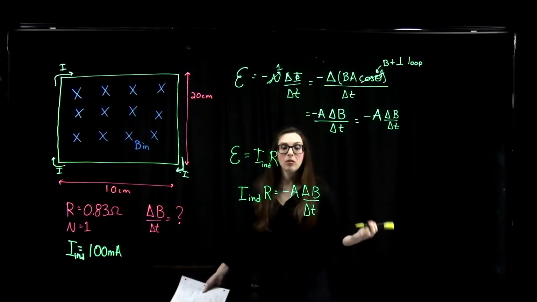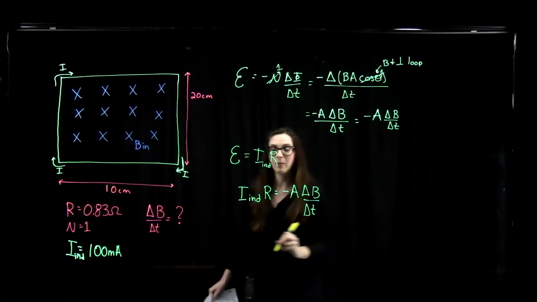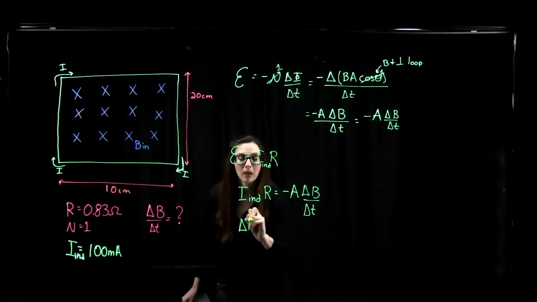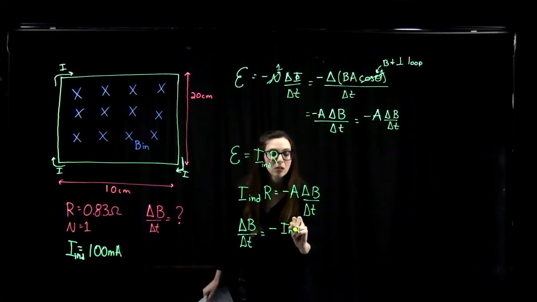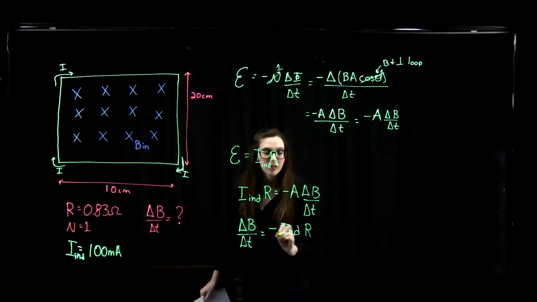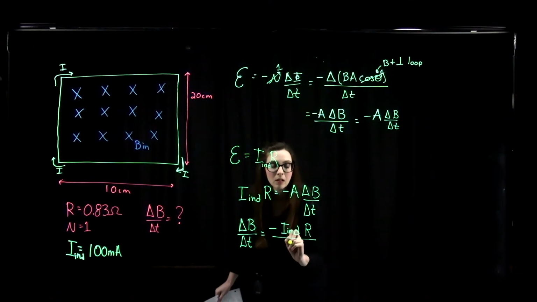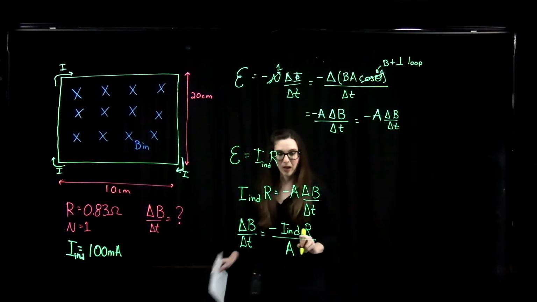So I could divide both sides by negative A. So the change in my magnetic field over the change in time equals minus my induced current times the resistance all over the area of my loop.